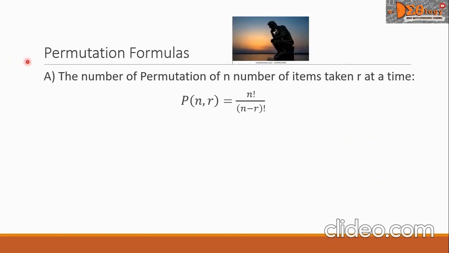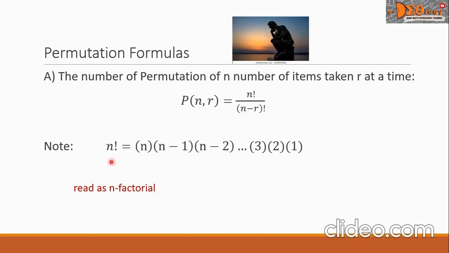Let's go now to permutation formulas, and this is letter A. The number of permutation of n number of items taken R at a time is given by this formula. P of n of R. Take note that the symbol here, this is n factorial. So the formula is n factorial over the quantity n minus R factorial.